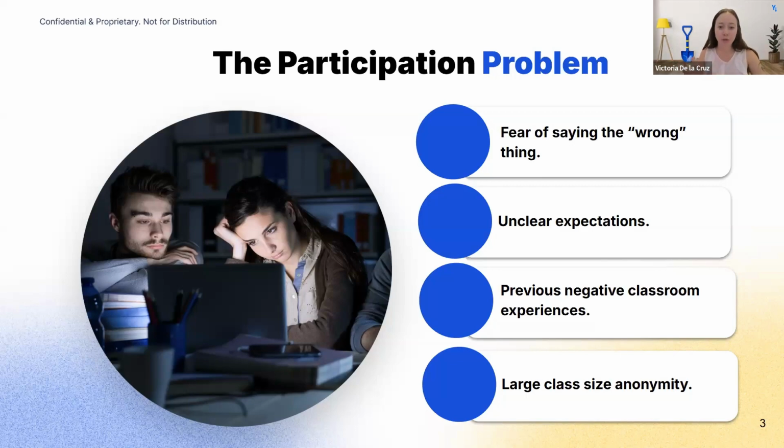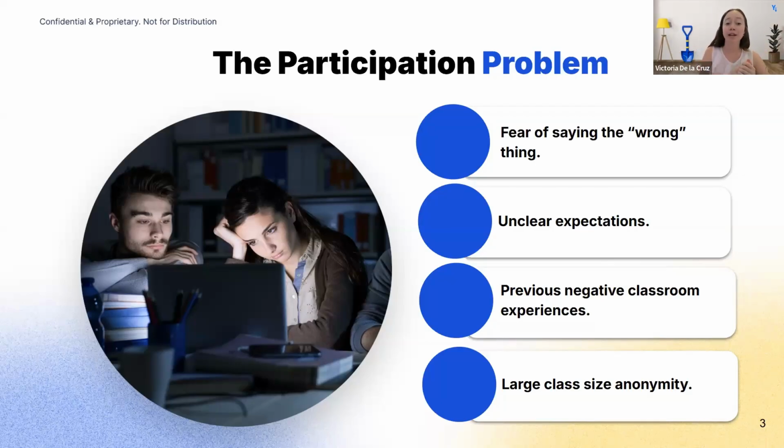Then, of course, we have unclear expectations. Maybe they don't know how to participate. In some cases, there are those types of instructors who like to be in front of the class and give the lecture, and maybe they are not expecting a lot of conversation. So if you want to hear students' thoughts, then maybe that's another reason for no participation.